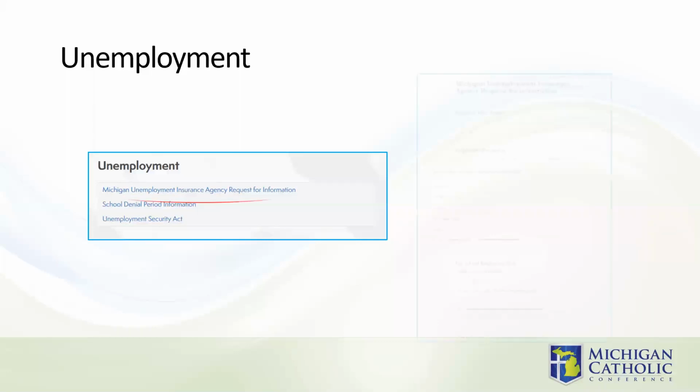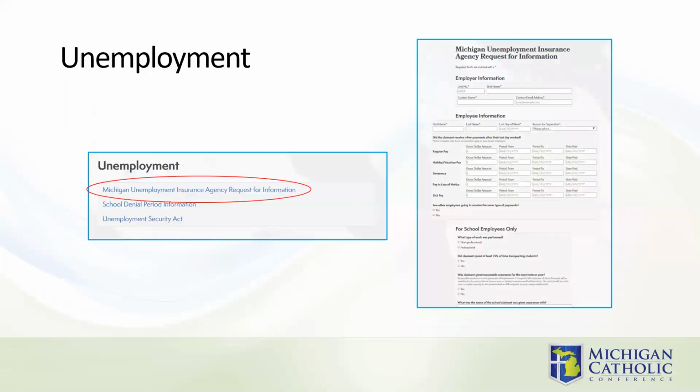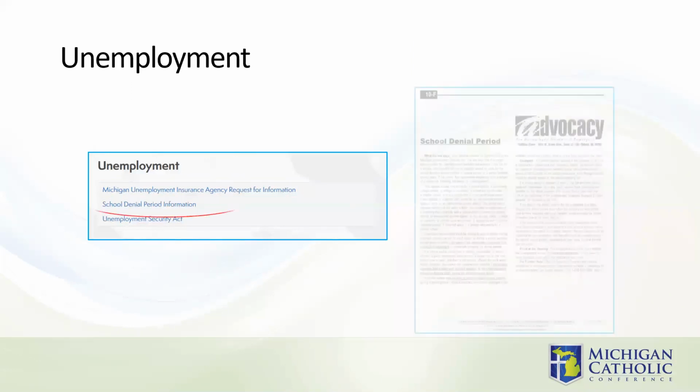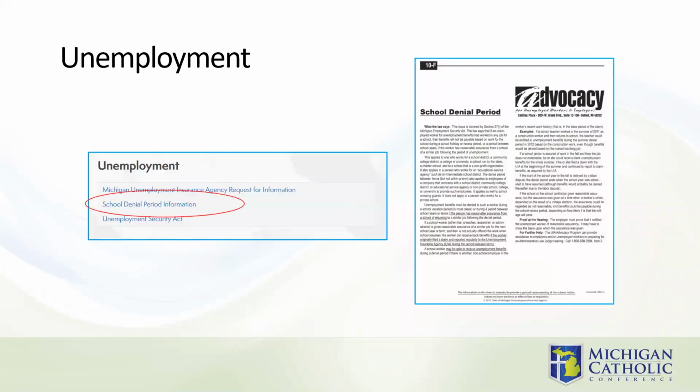Conveniently located here, you'll find the MUIA Request for Information link. Click on the link to complete and submit the requested information directly to us from here. Below it, you'll find the UIA publication regarding the school denial period.